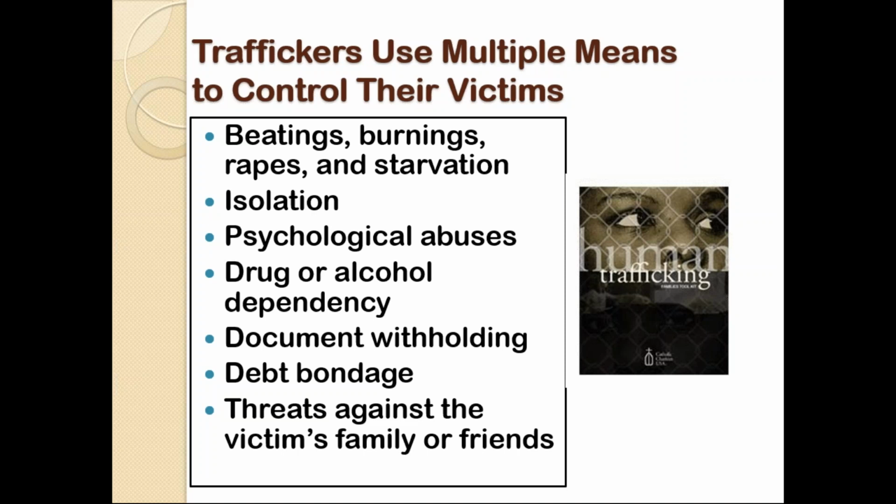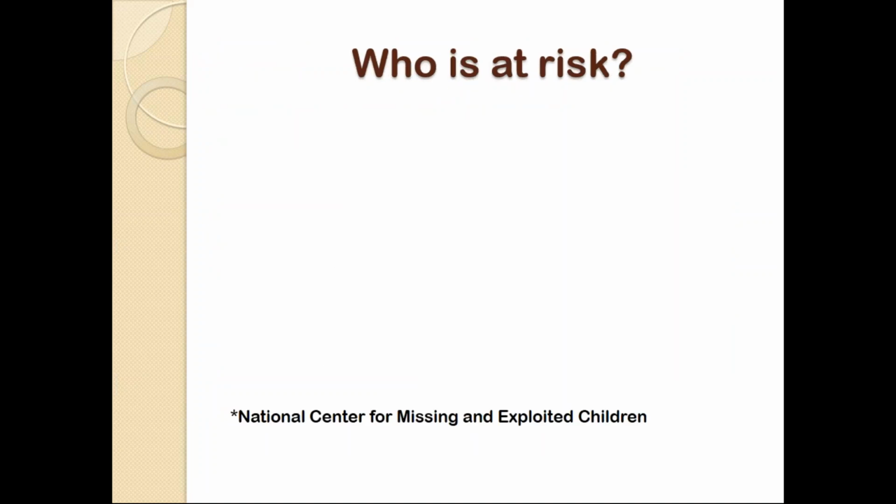Physical abuse can be part of it, but I would definitely stress a lot of the psychological abuse. Drugs and alcohol dependency are used so much. The debt bondage, we see a lot, especially with foreign victims of human trafficking. We also see threats against that person's family or friends. It's a big one as well, and we see that so much with our victims.